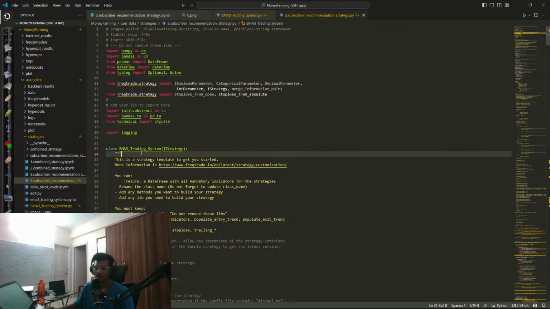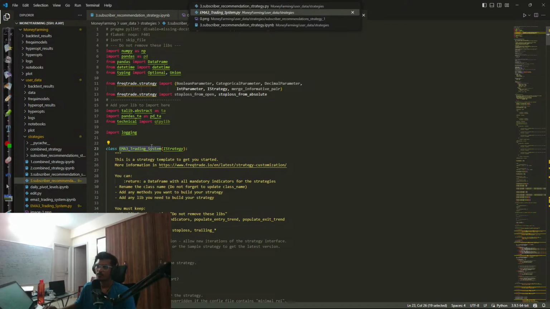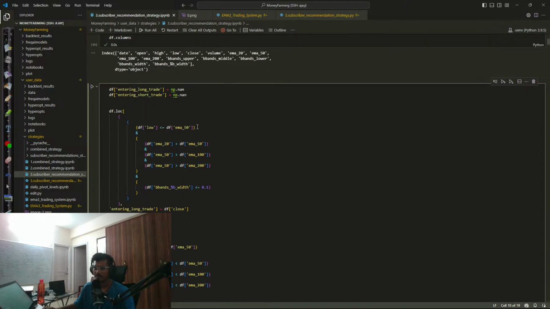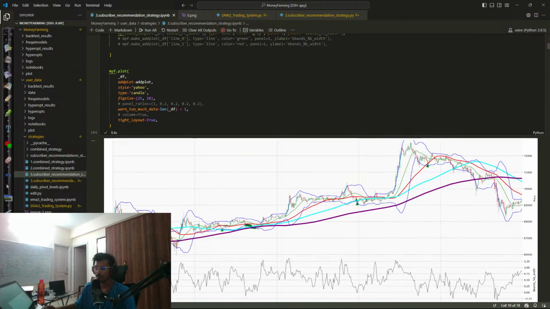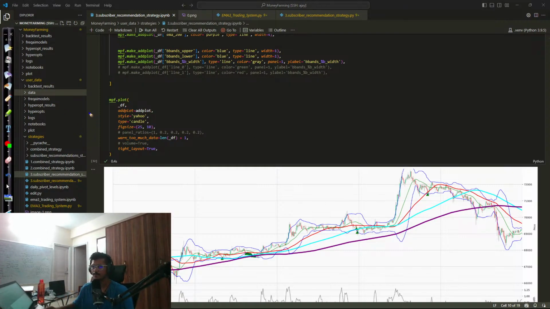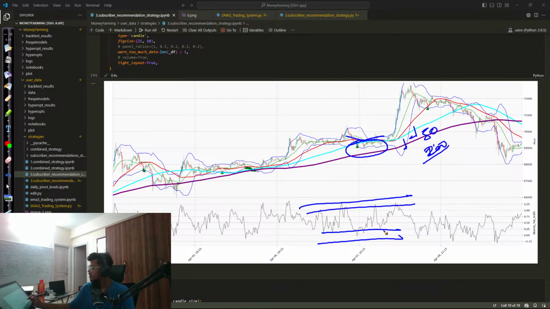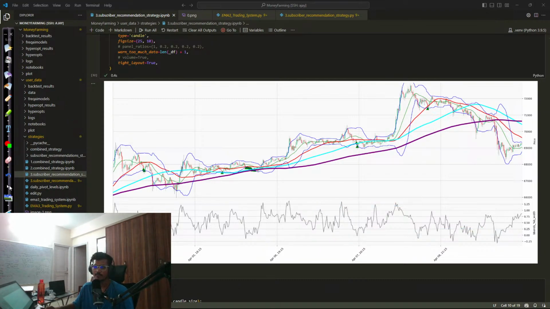So what was the strategy? It was this, right? Whenever the market comes around EMA 50, EMA 50, 100, below that, and the percentage width shrinks, basically goes below 0 or less than that, then we enter short. That's the strategy, right?